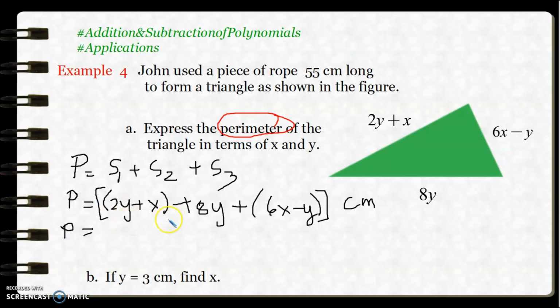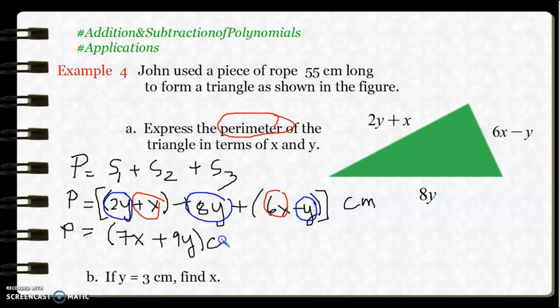So, here, unahin natin yung x and 6x. We have 7x. Then, for those with y, 2y plus 8y is 10y, and negative y is 9y. So, we have plus 9y centimeters. And there you have the answer to perimeter of the triangle.